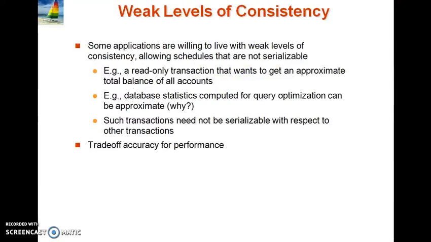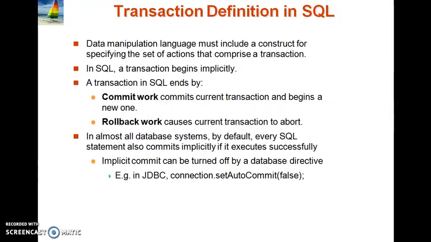Some applications are willing to live with a weak level of consistency, allowing schedules that are not serializable. Example: a read-only transaction that wants to get an approximate total balance of all accounts. Example: database statistics computed for query optimization can be approximate. Such transactions need not be serializable with respect to other transactions. This is a trade-off of accuracy for performance.